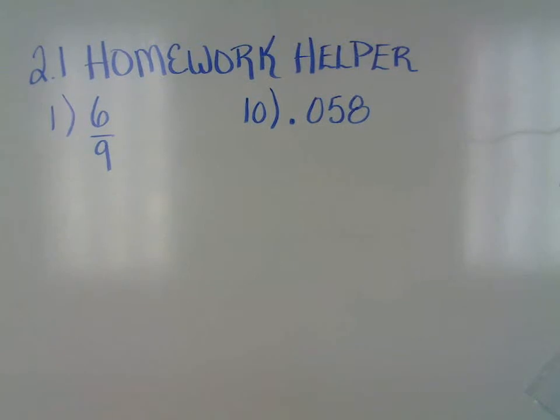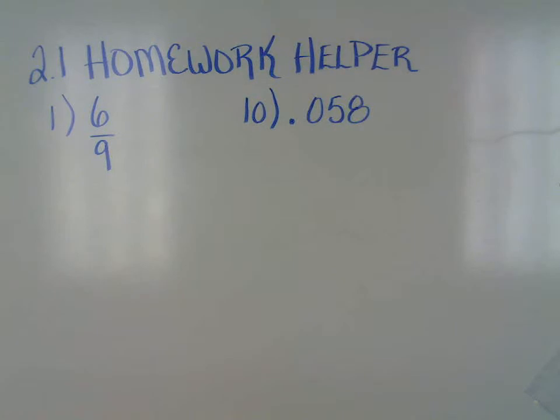This is the homework helper for Workbook 2-1, Rational Numbers. So let's take a look at question 1. As you can see, the directions for 1 through 8 are all the same, so you'll approach all the questions in that section the same way as the one we're about to do, question 1, and that is to simplify.